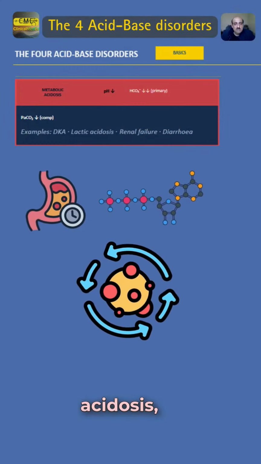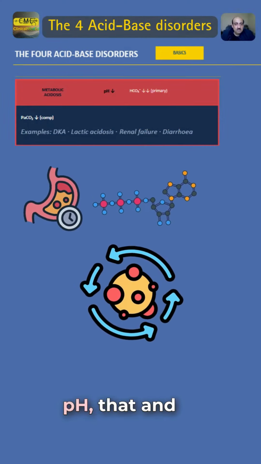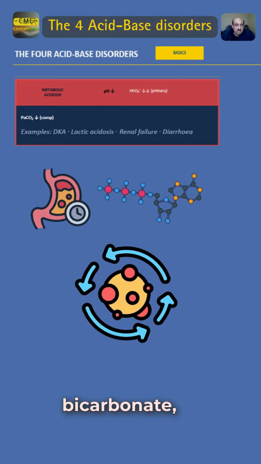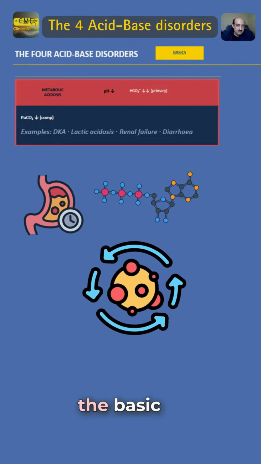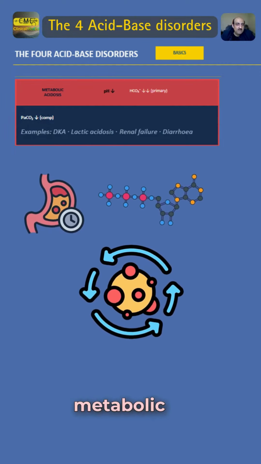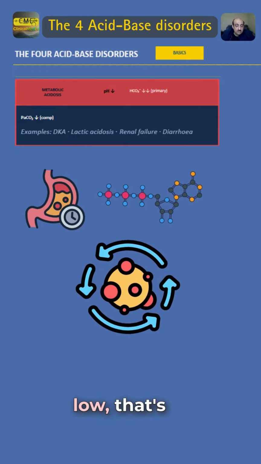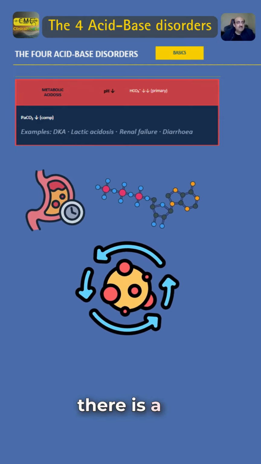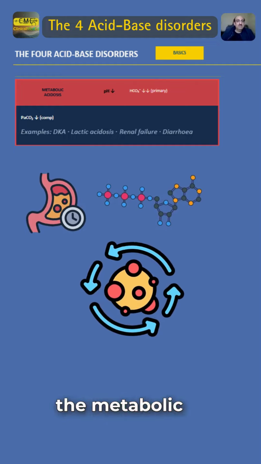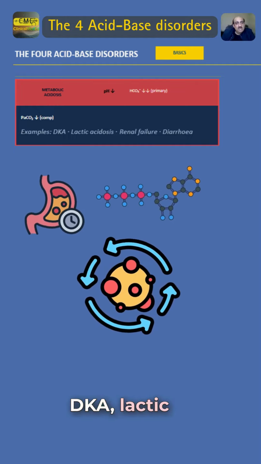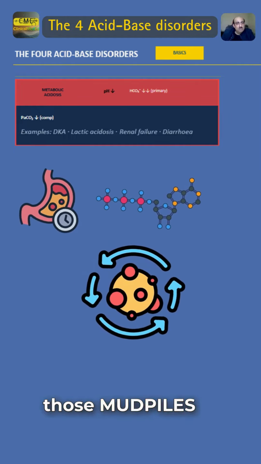standard. So metabolic acidosis, anything which drops the pH, and bicarbonate, which is a buffer, bicarbonate buffer, and the basic buffer, if that's low, that's a primary metabolic acidosis. And carbon dioxide, if it's low, that's an acidic gas. That means there is a compensatory response. So examples of the metabolic acidosis: DKA, lactic acidosis, renal failure. Remember all those mud piles.